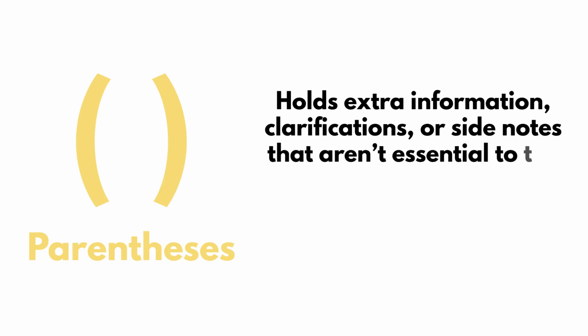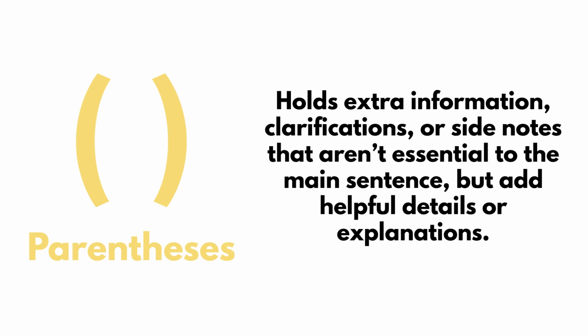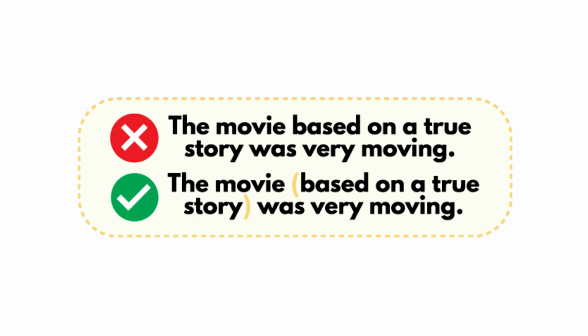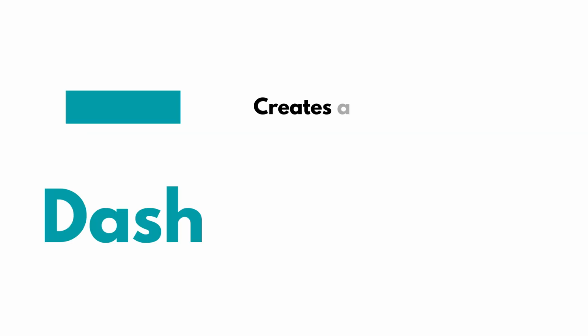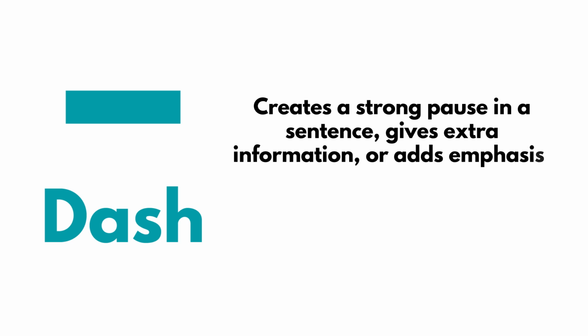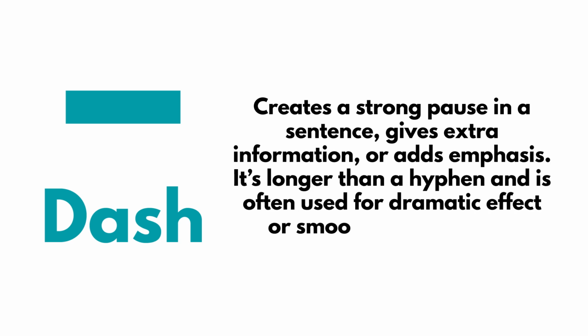Parenthesis. Holds extra information, clarifications, or side notes that aren't essential to the main sentence, but add helpful details or explanations. Dash. Creates a strong pause in a sentence, gives extra information, or adds emphasis. It's longer than a hyphen and is often used for dramatic effect or smooth interruptions.